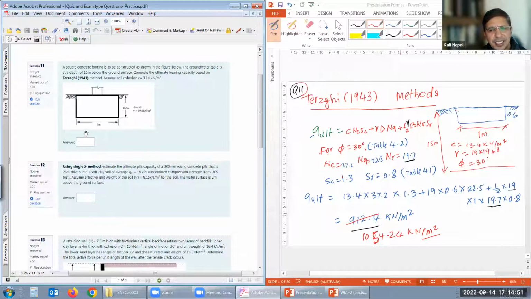Just put there 1054.24. That's it. For the exam, similar questions come in the quiz, but you need to scan your working and upload. Does this make sense for all of you guys?